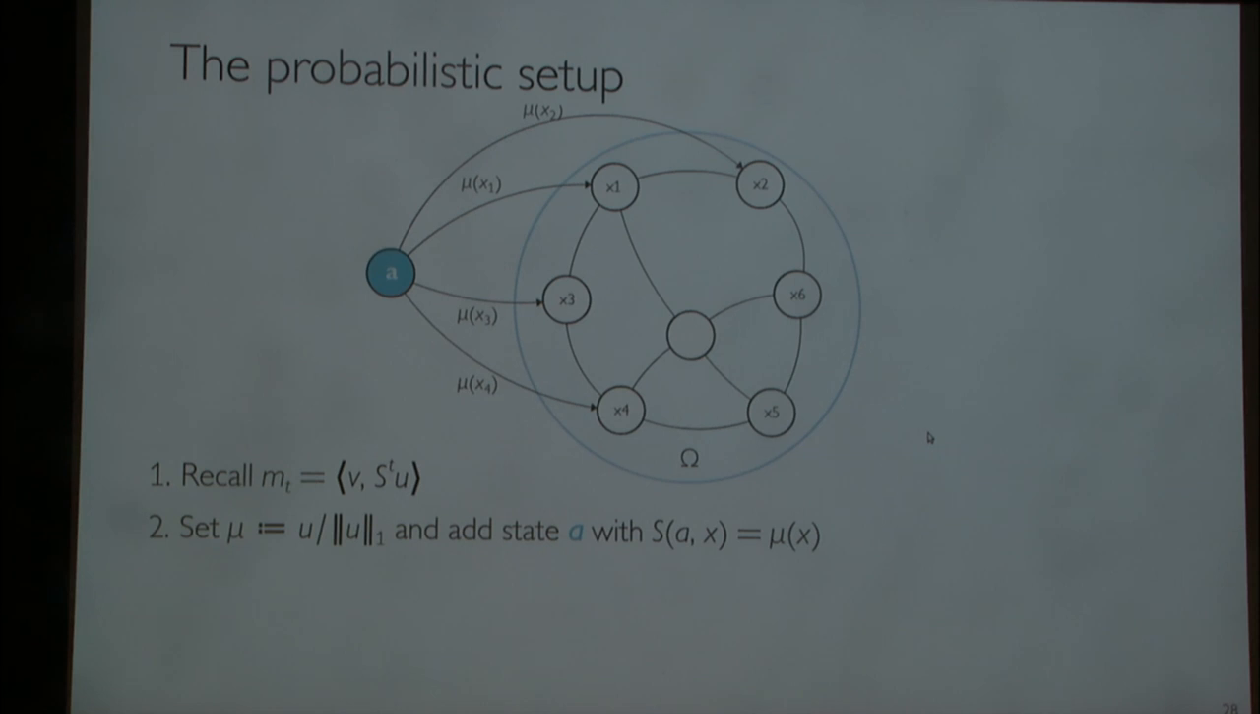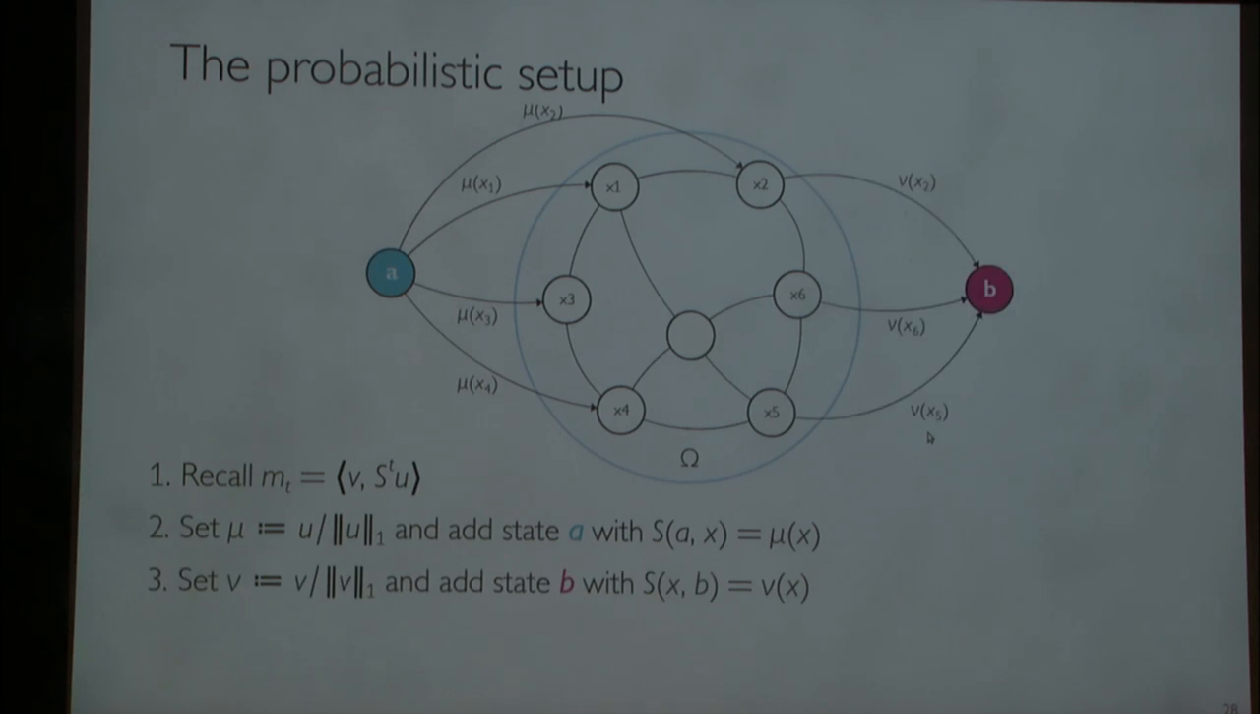When stating it, it was convenient to work with 2 norm equal to 1, but here we normalize it. So we add a new state, which has transition probability of mu of x to every x in omega. Omega is our Markov chain state space. And then we add a new state B, and then add a transition of probability nu of x, where nu is the normalized version of v.